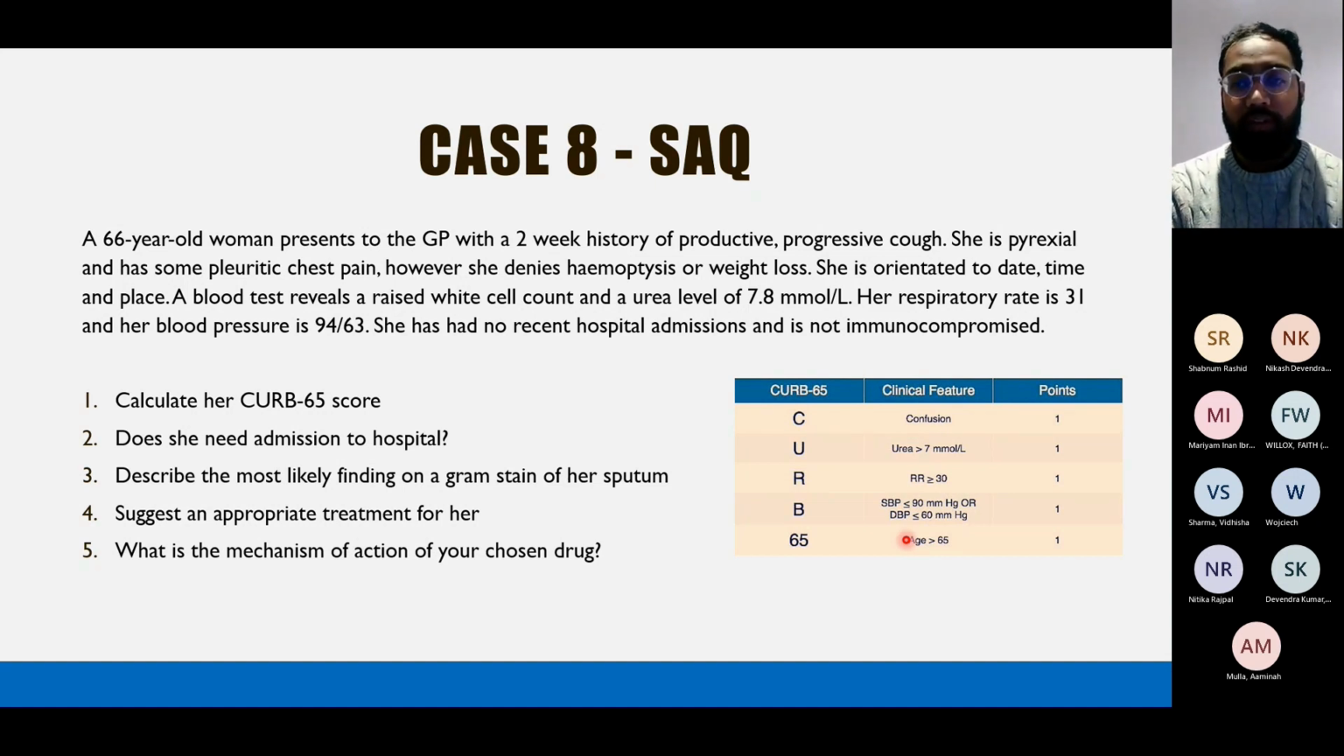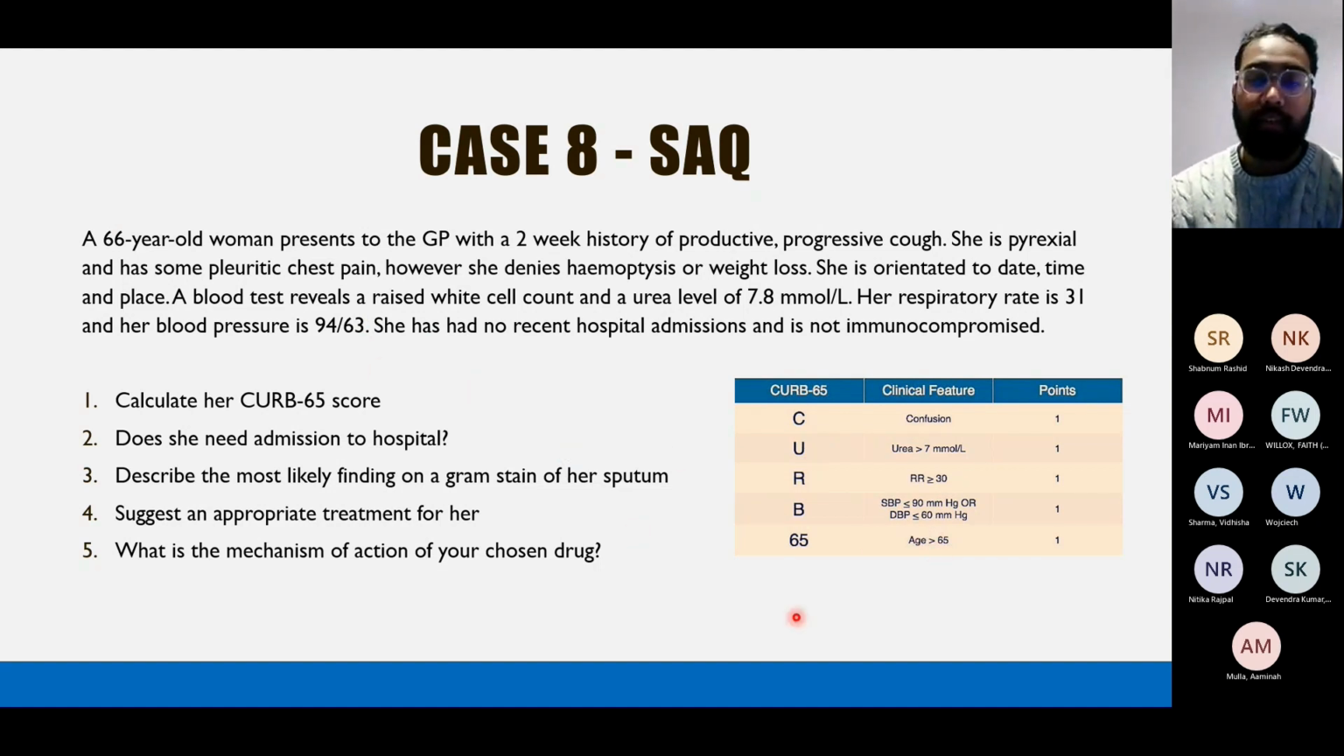So calculating the CURB-65, even if you've never done it, should be pretty straightforward because you just match up all of the points. So is there any note that she's confused? Let's see. Doesn't mention anything. So there we go. She's orientated to date, time, and place, so she's not confused. So she doesn't get any points for that. Urea is 7.8. She gets 1 point. Her respiratory rate is 31, which is above 30, so she gets 1 point for that. Blood pressure, her systolic is above 90 and her diastolic is above 60, so no points there. She's 66, so she gets a point for her age, so her CURB score is 3.